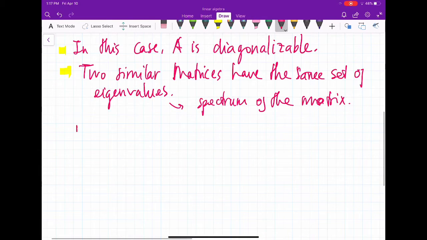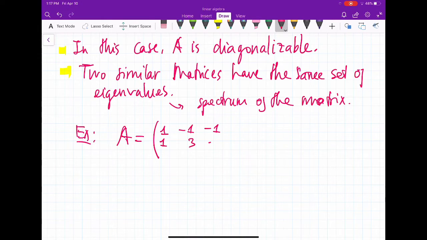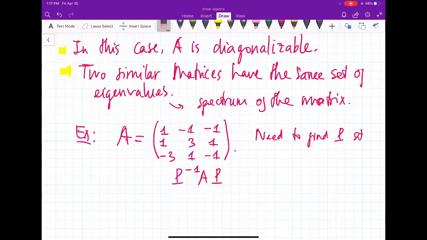Let's consider the following example. We have matrix A equal to 1, negative 1, negative 1, 1, 3, 1, negative 3, 1, and negative 1. We need to find the matrix P such that this matrix is diagonal.